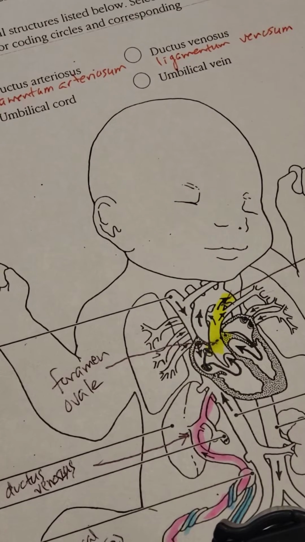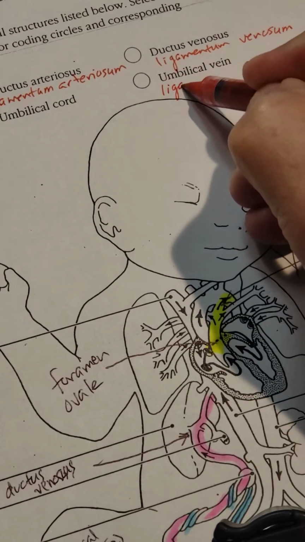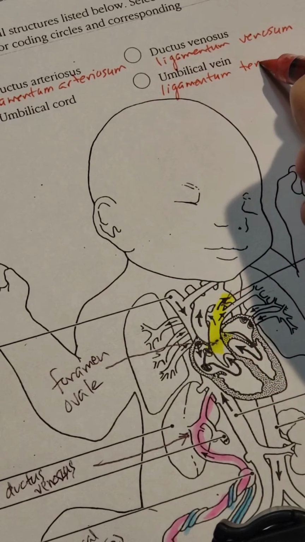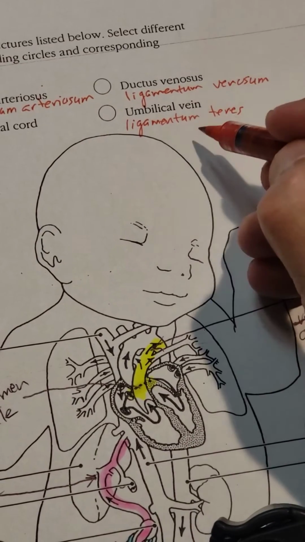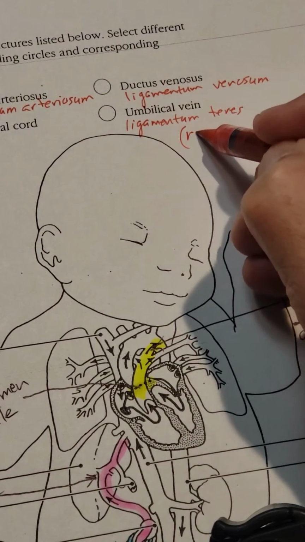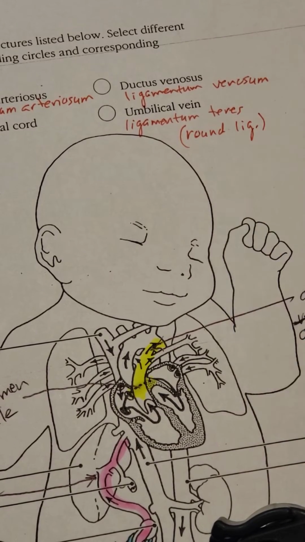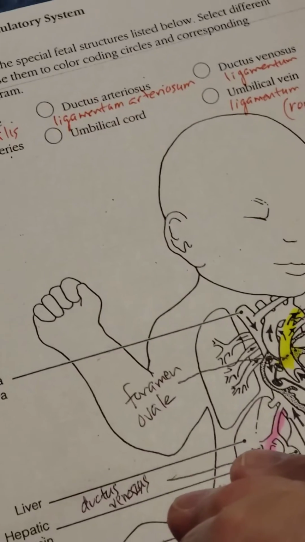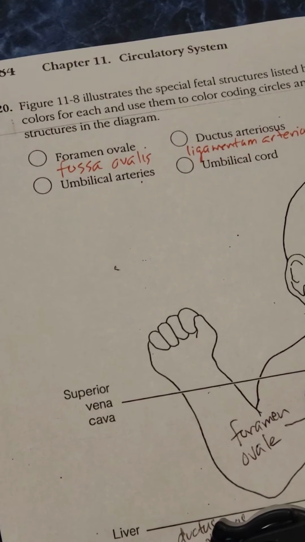Ligamentum venosum. Umbilical vein is going to become what we refer to as the ligamentum teres, T-E-R-E-S, just like our muscles, our teres major and our teres minor muscle. But it's also known by another term, which is called the round ligament. And I'll just abbreviate ligament, L-I-G. The umbilical cord we will clamp off and tie, and either end up with an innie or an outie on that.